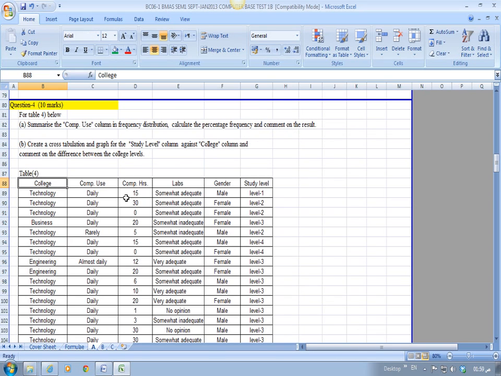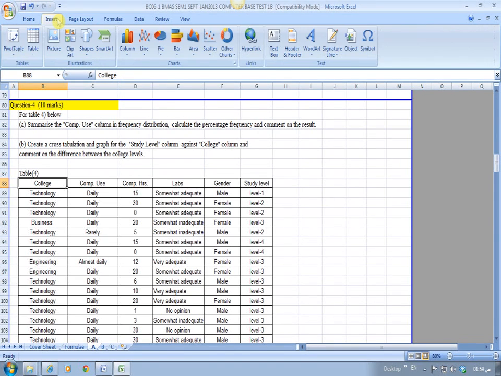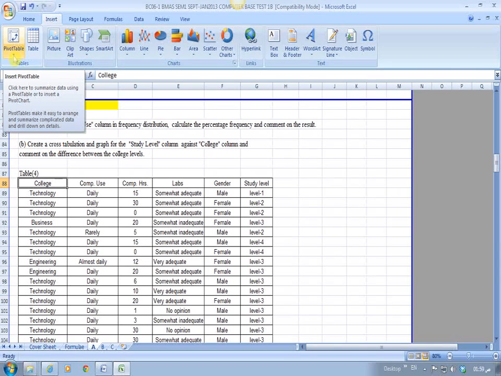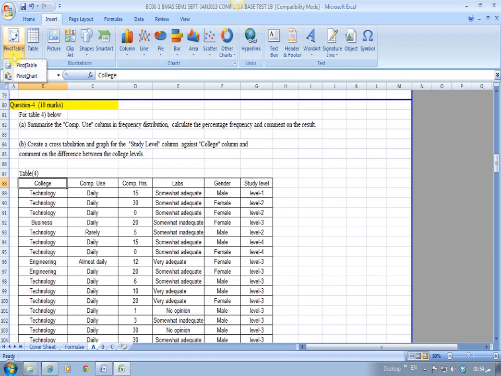So what we do is use a pivot. You click Insert, and in Insert you will see there is a pivot table. So you click pivot and click pivot table. If we were asked for a graph, we would use a pivot graph, but here there is no graph question. It is just a table. So you click pivot, and in pivot here you have pivot table and pivot chart.